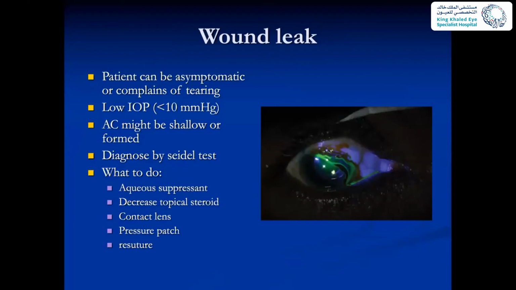If there is a wound leak, the patient usually comes complaining of tearing. Even under the patch, the patient is telling that the eye was watering so much under the patch. So take this seriously and check for a leak. The intraocular pressure can be low or normal or even high with a wound leak, but low IOP can suggest that the wound is not secure enough. The AC can be shallow if there is a profuse leak, or it can still be formed with some leaking. And we diagnose it by Seidel test.